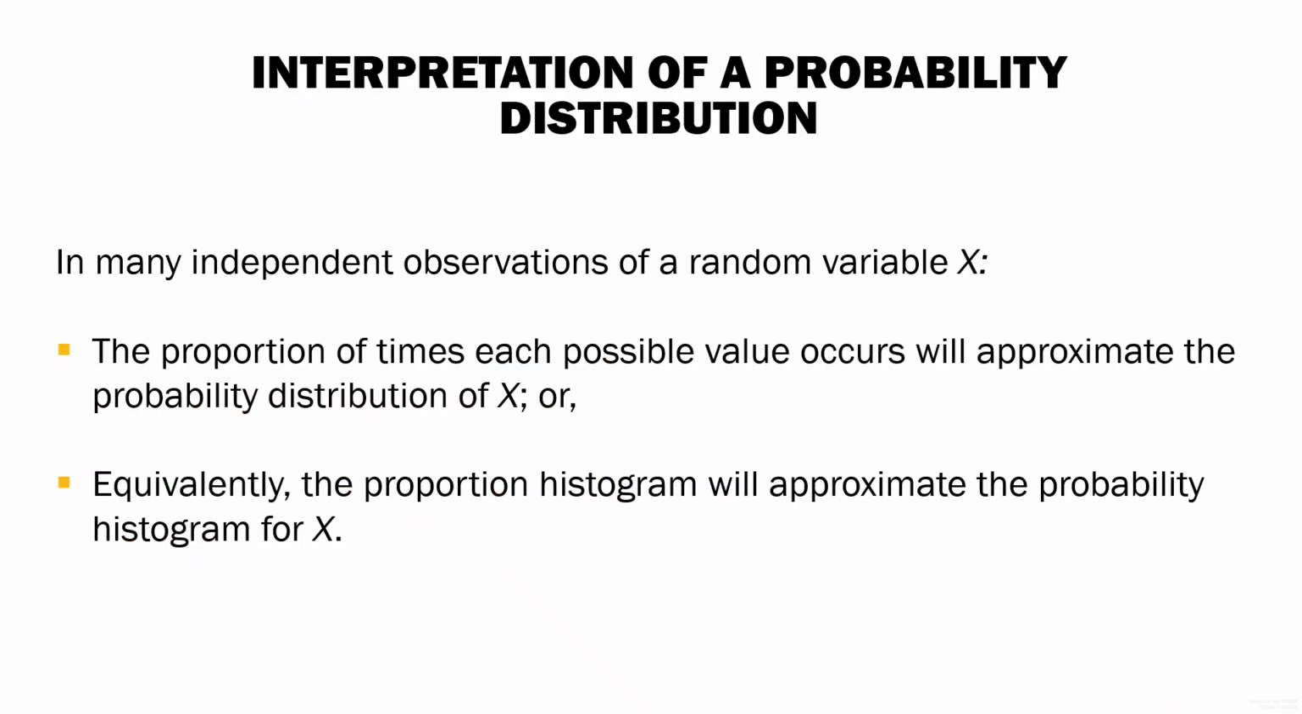And so let's interpret the probability distribution. In many independent observations of a random variable X, the proportion of times each possible value occurs will approximate the probability distribution of X. So it's just saying that if you plot all of the frequencies that you get, that's what your probability distribution is going to look like. And equivalently, the proportion histogram will approximate the probability histogram for X. So it means all possible outcomes together account for 100% of what can happen here.